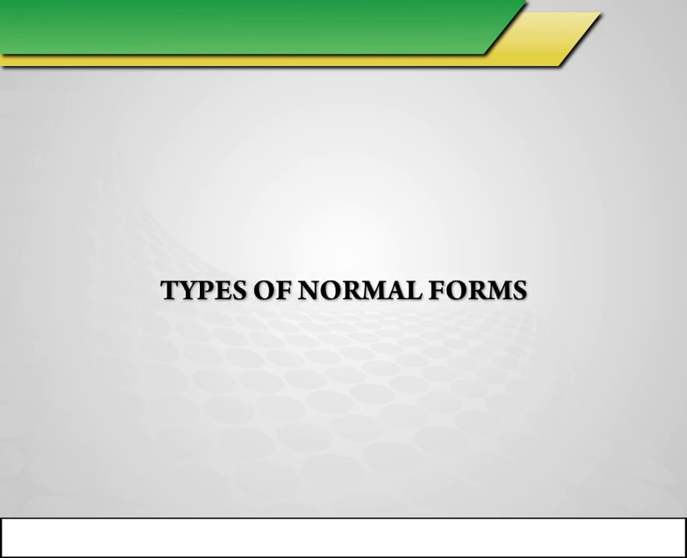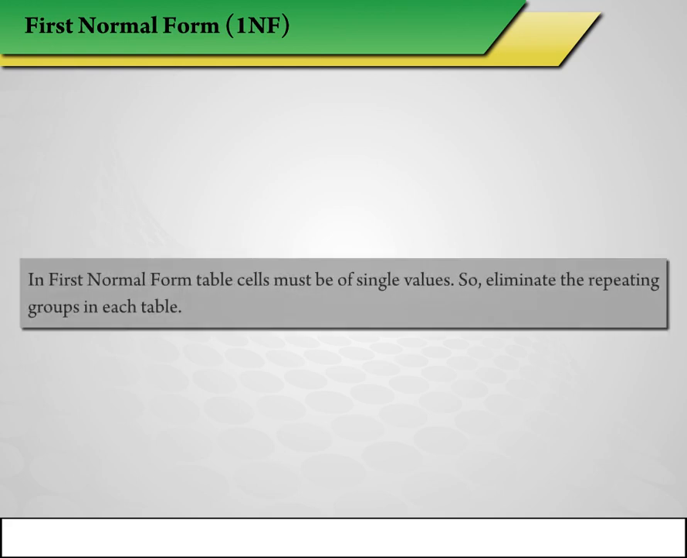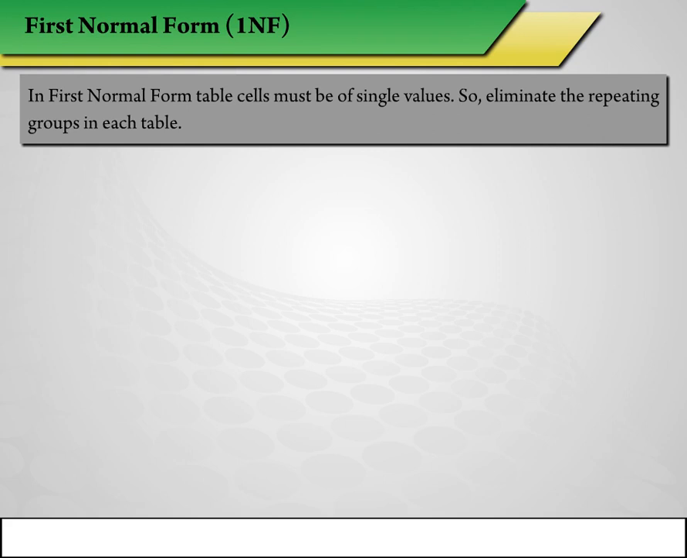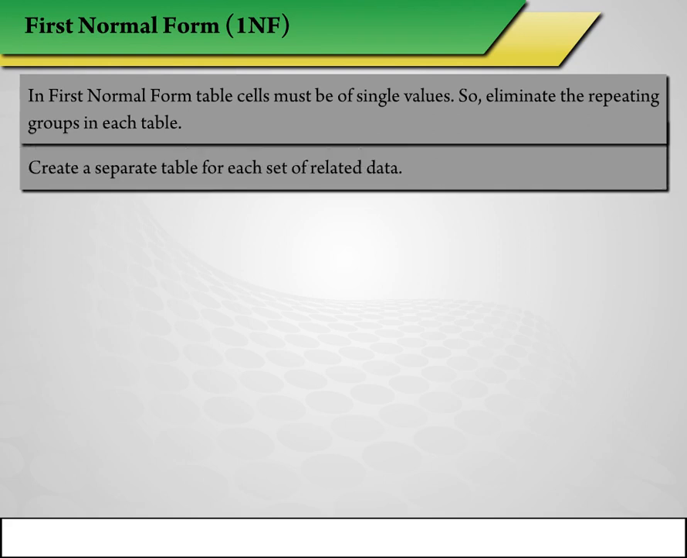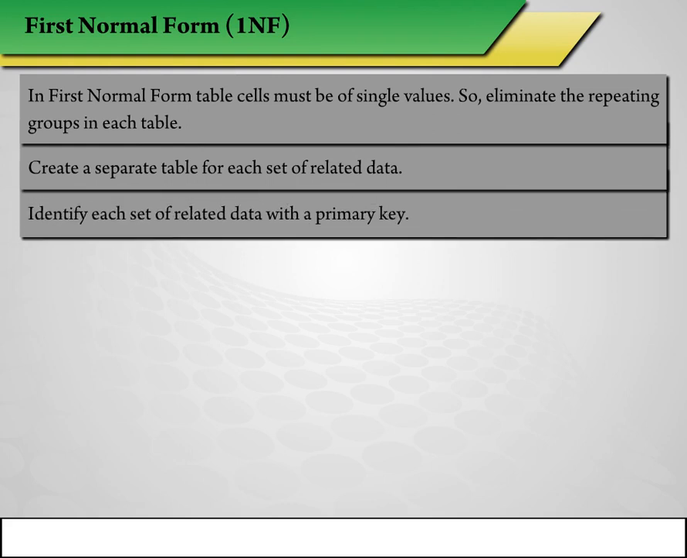Types of normal forms. First normal form, 1NF. In first normal form, table cells must be of single values. So eliminate the repeating groups in each table. Create a separate table for each set of related data. Identify each set of related data with a primary key.